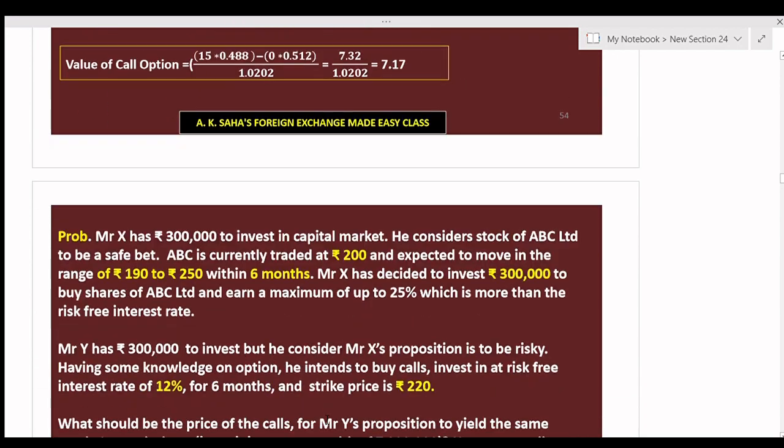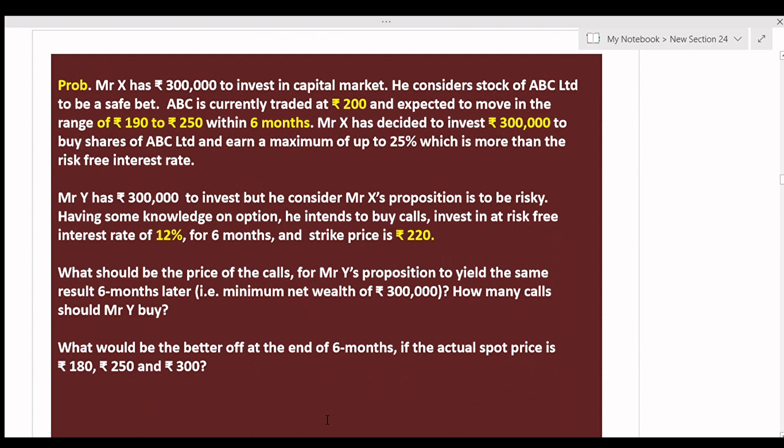Next problem. Mr. X has rupees 3 lakh to invest in capital market. He considered stock of ABC Limited to be safe bet. ABC is currently traded at rupees 200 and expected to move in the range of rupees 190 to 250 within 6 months. Mr. X has decided to invest rupees 3 lakh to buy shares of ABC Limited and earn a maximum up to 25%, which is more than the risk-free interest rate.